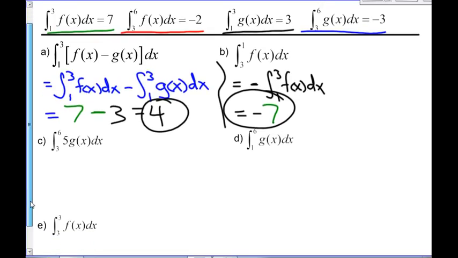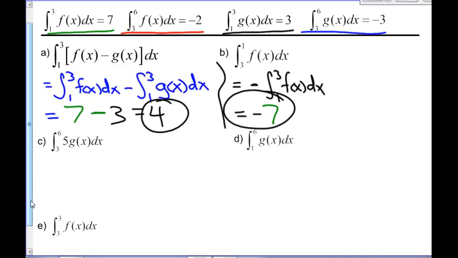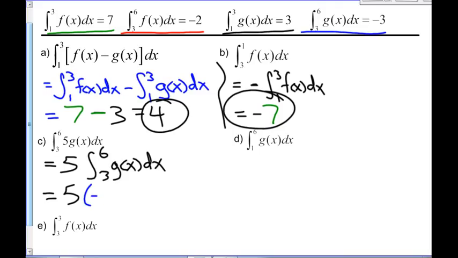C, the integral from 3 to 6 on g. Well, we know something about that up in blue in the top right. But we've got this pesky 5. And our rule was you can pop a constant out front. So this is going to be 5 times the integral from 3 to 6 on g. That's -3. For a final answer of -15.